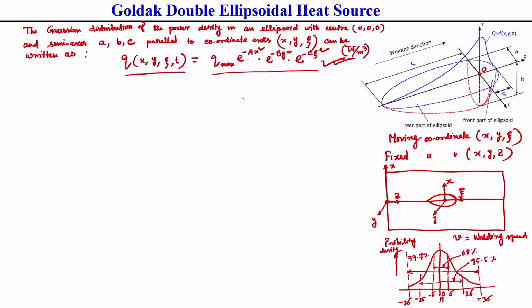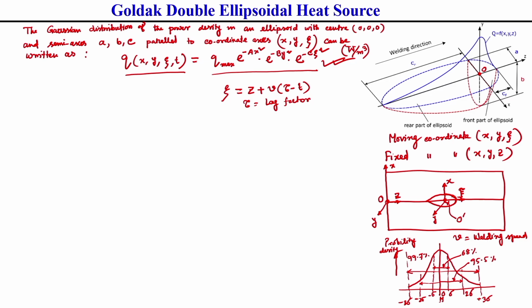Now, from this equation, how this double ellipsoidal moving heat source equation is coming, everything in detail I will discuss. Here the moving coordinate zeta is equal to z plus welding velocity into tau minus t. What is tau? Tau is called lag factor. What is lag factor? Lag factor represents the initial position of the heat source. Let us consider this O represents our fixed coordinate origin, and O dot represents the moving coordinate center.